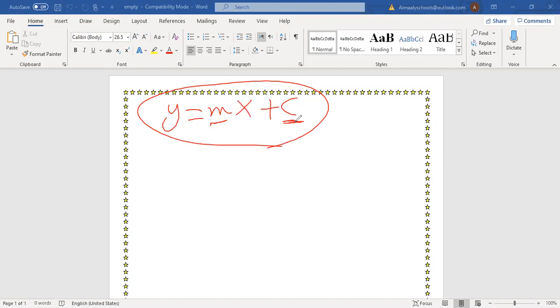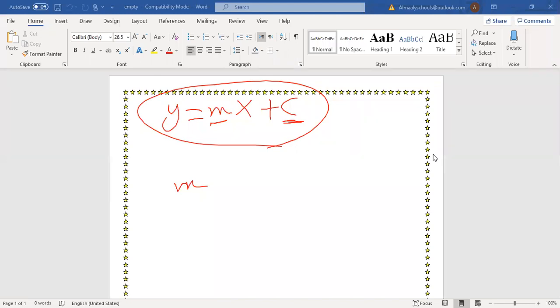Excellent. So do you remember what the meaning of m is? M here is what? Ahmad Omar: M is the gradient of the straight line. Excellent. So m is the gradient of the straight line.